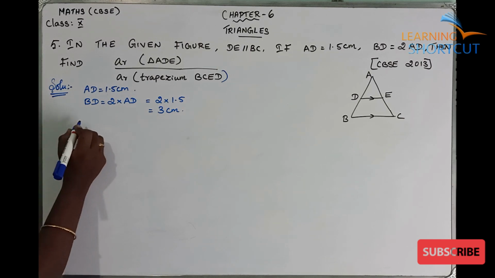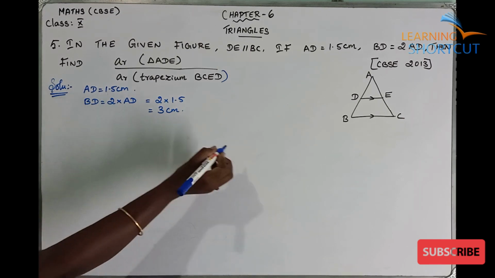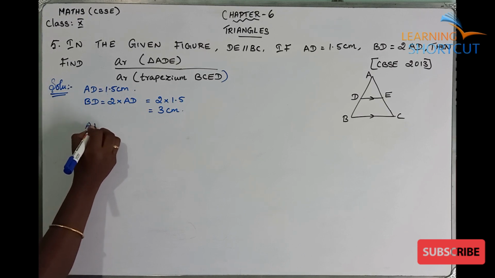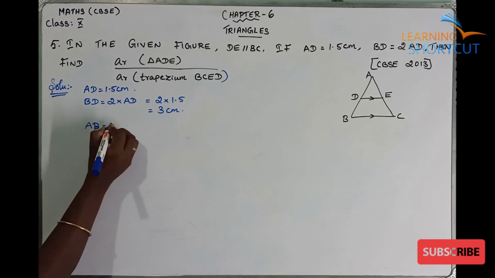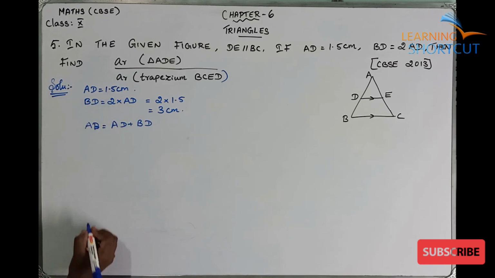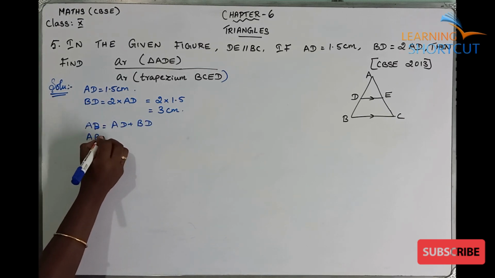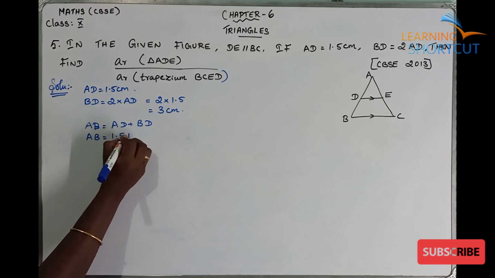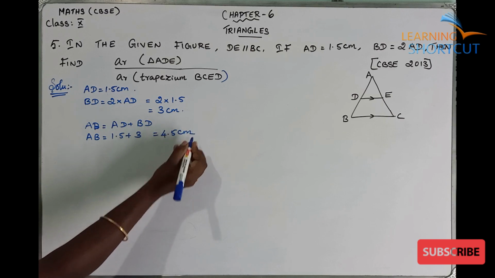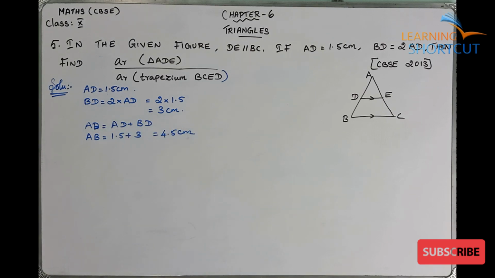So now, writing the problem, we have to know the value of AB. Then AB value will be equal to AD plus BD, right? So AB will be equal to 1.5 plus 3. So that will be equal to 4.5 centimeter. Okay. So the value of AB we have found out.